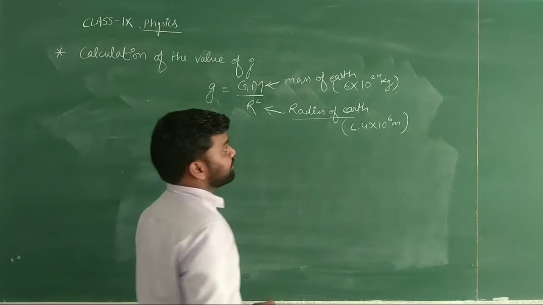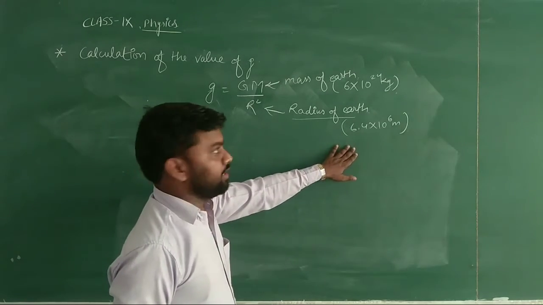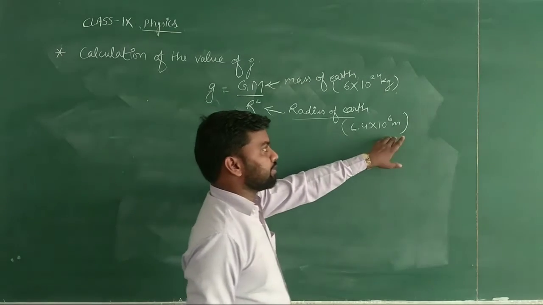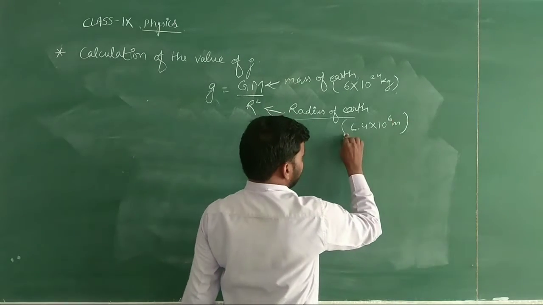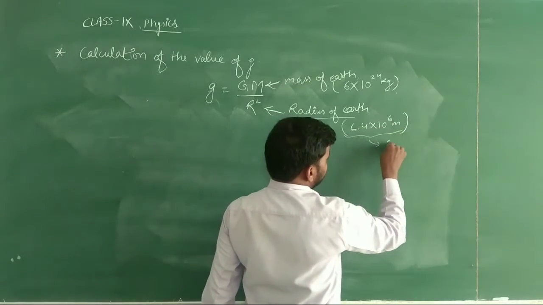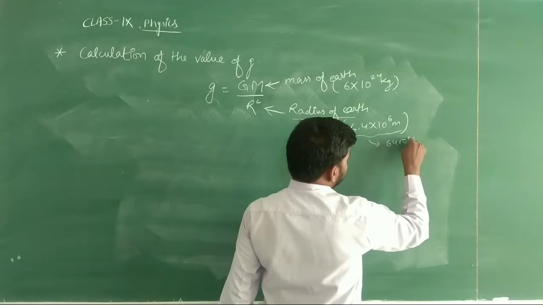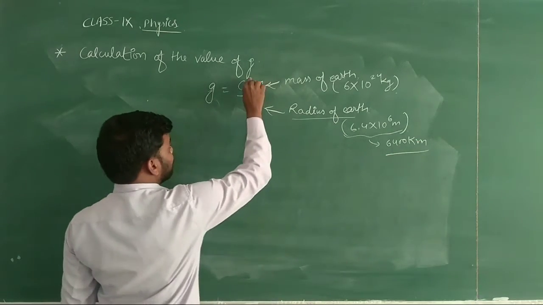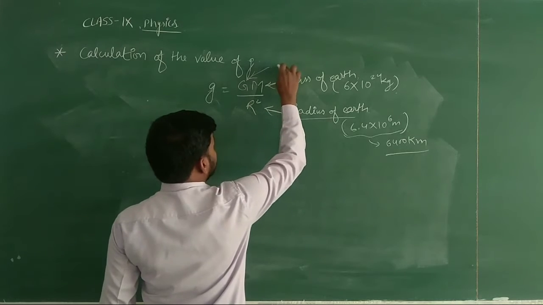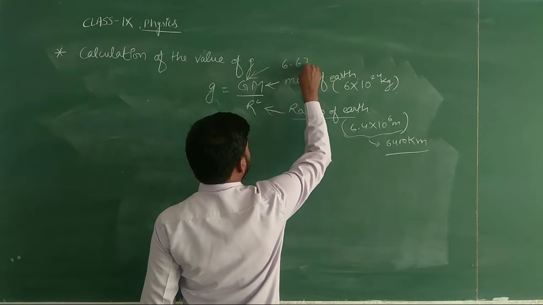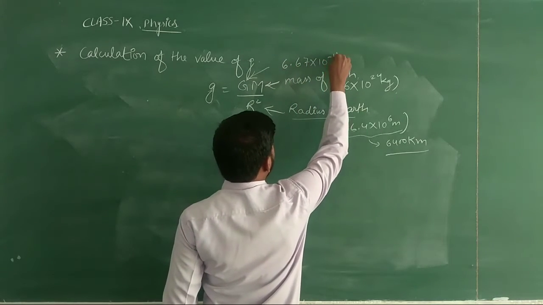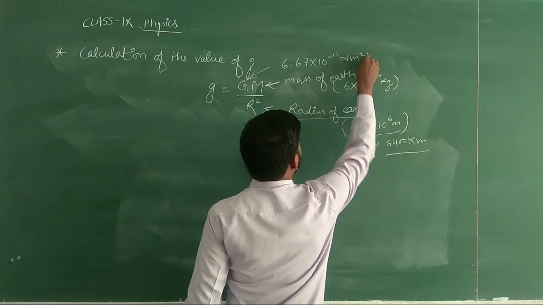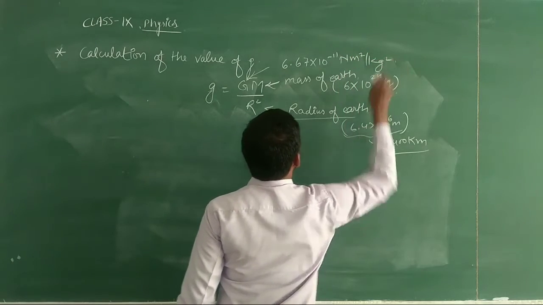It is in meter, we are writing it in meter: 6.4 into 10 to the power 6 meter. We can also write it in kilometer, 6400 kilometer. Now we also know the value of capital G, that is 6.67 into 10 to the power minus 11 Newton meter square per kg square.